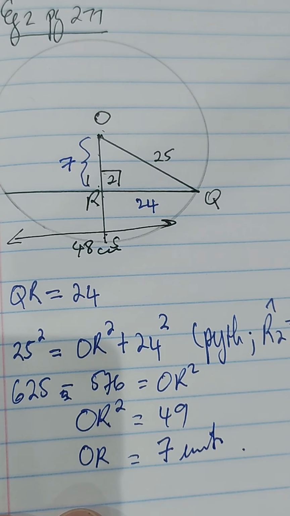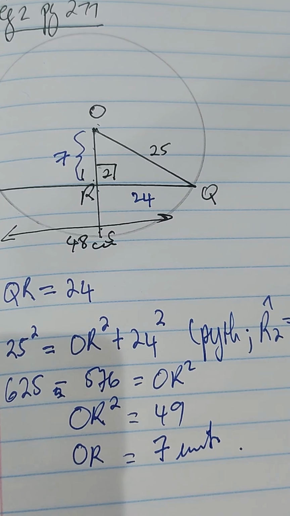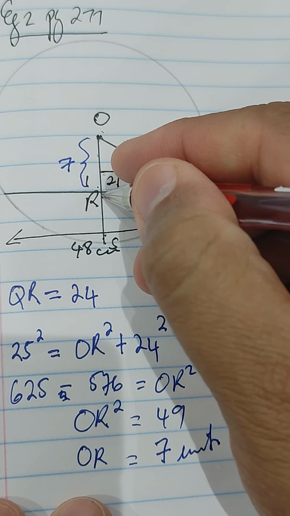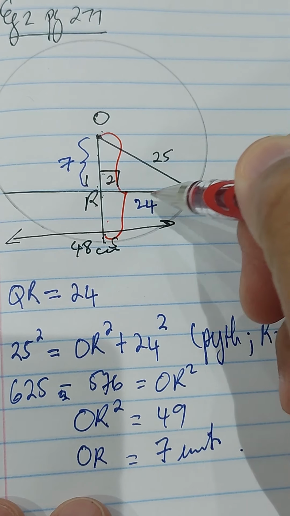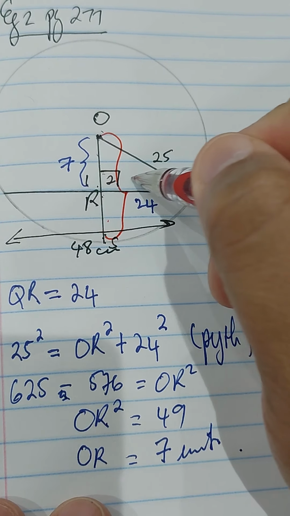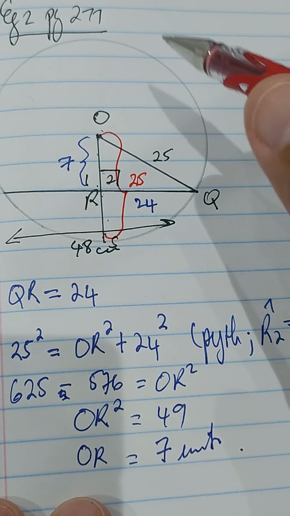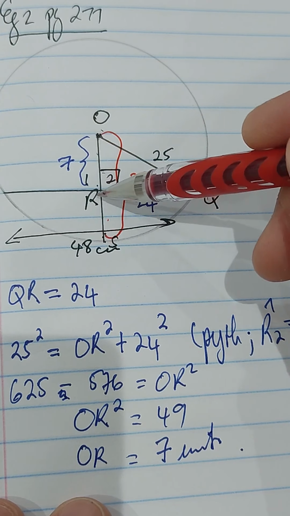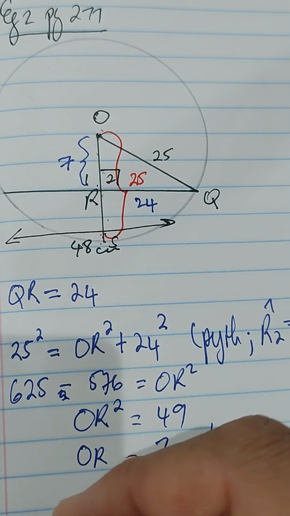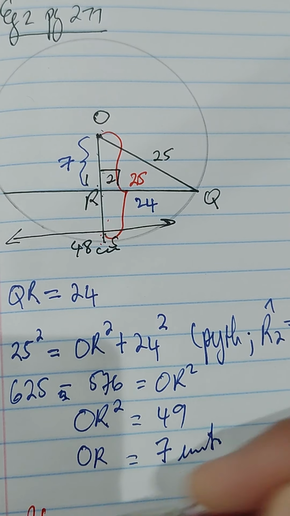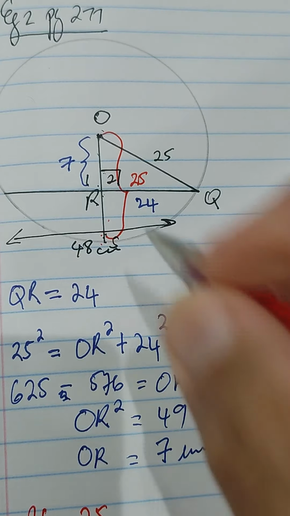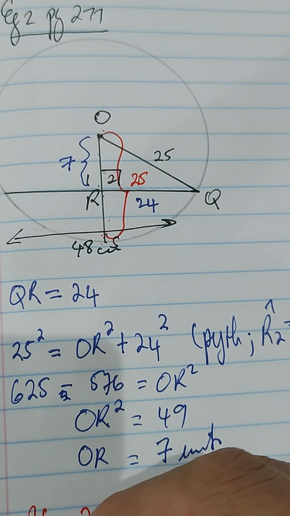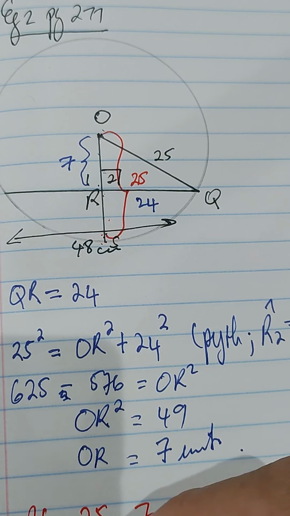But remember, what was the question? The question was for RS, to calculate RS, which is this length. But remember that OS is also a radius, and that is going to be 25 here. So RS is simply going to be 25 minus 7, which is simply 18 units.